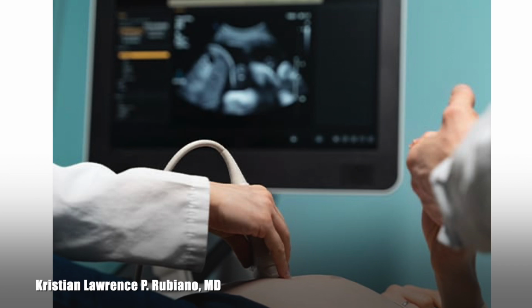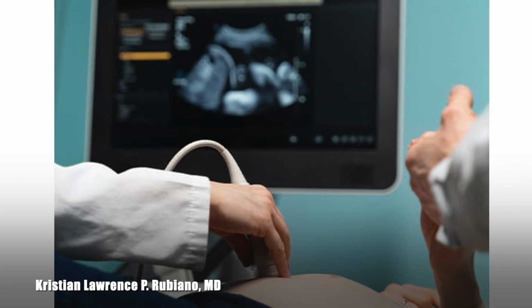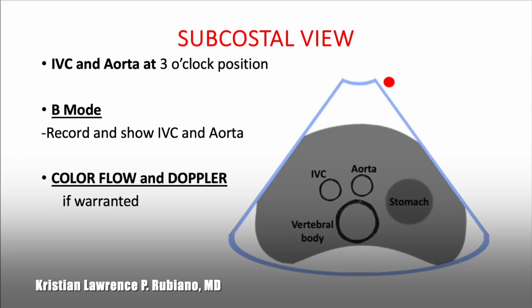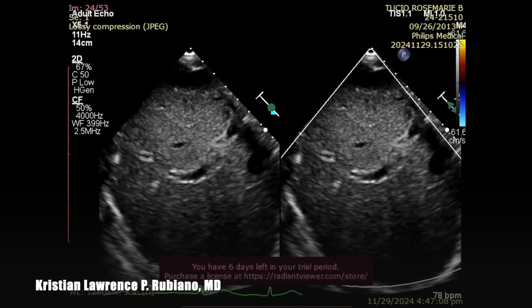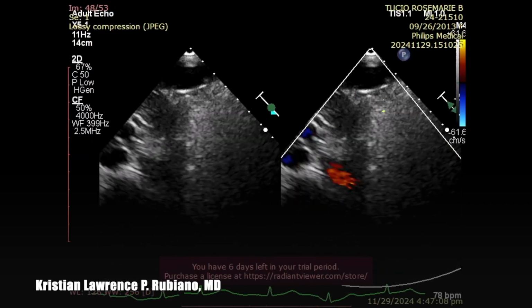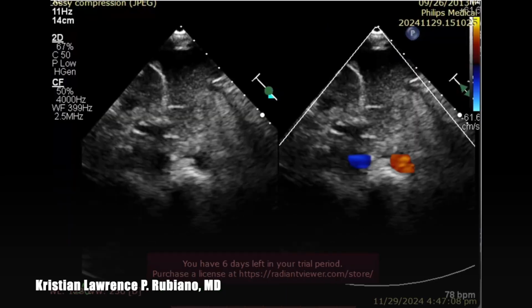position. Ideally, we need to do real-time video in B or brightness mode. But since the subcostal view is sometimes uncomfortable, we use simultaneous B mode and color compare for this video. We need to visualize the IVC and aorta in relation to the vertebral column, liver, and the stomach by tilting the probe left and right. In this image, the blue one is the IVC or the inferior vena cava, and the red one is the aorta.